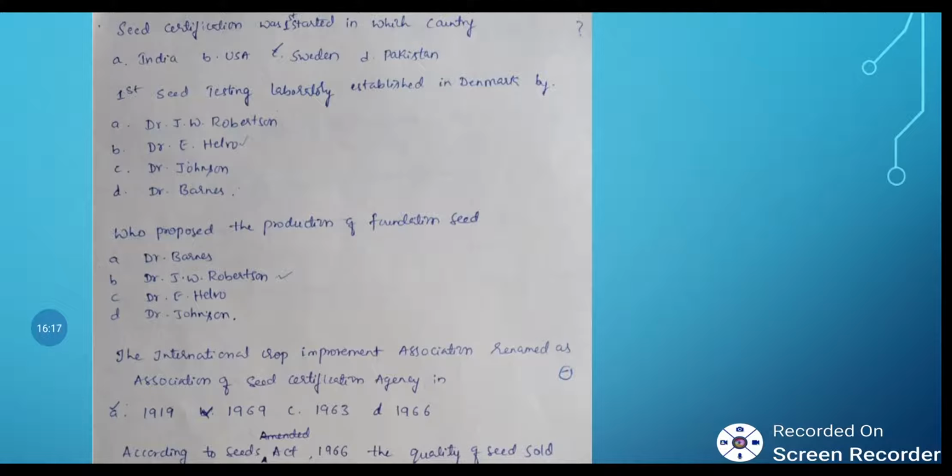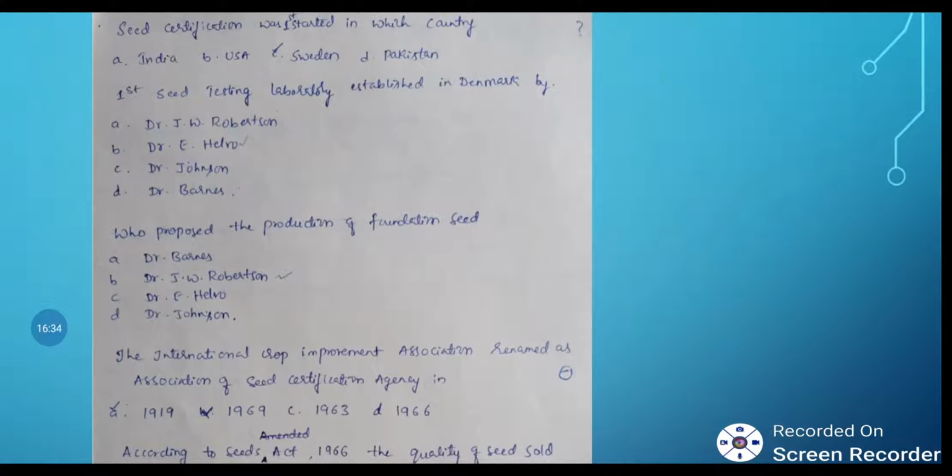Who proposed the production of foundation seed? That was Dr. J. W. Robertson. The 4 options given are Dr. Barley, Dr. J. W. Robertson, Dr. E. Harlow, and Dr. Johnson. And the answer for who proposed the production of foundation seed was J. W. Robertson.